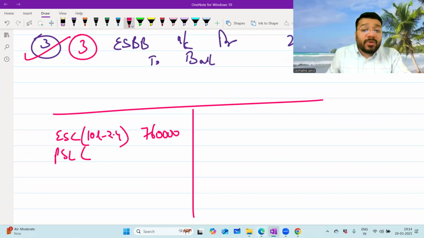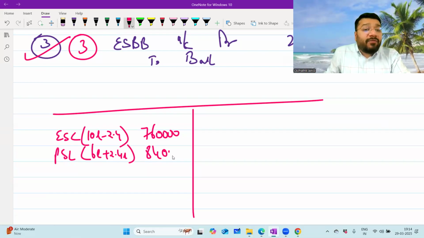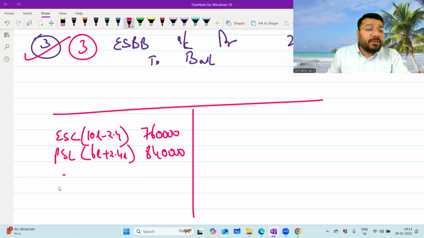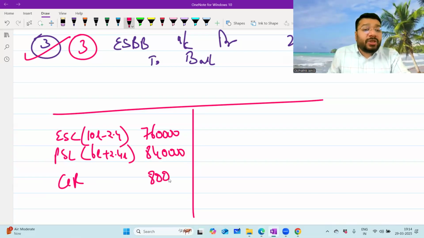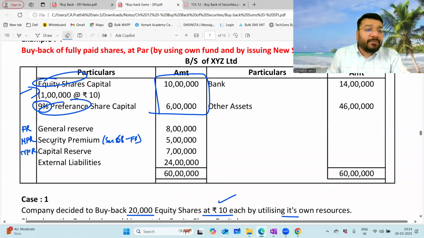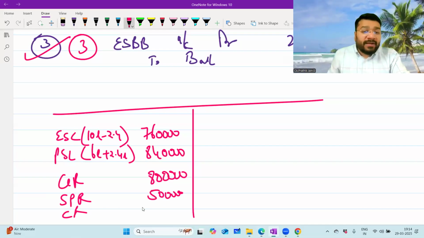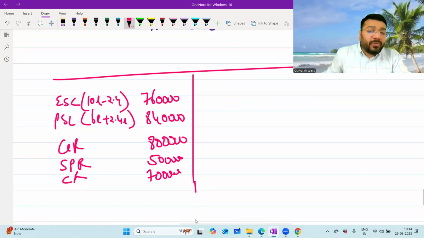Preference share capital, how much was there earlier? 6 lakh was there earlier. Now you have issued 2.4 more. How much is it? 8,40,000. Okay. Then your GR is how much? Same, sir. 8 lakh. We did not touch here. We did not utilize GR here. Security premium reserve? Same 5 lakh. Capital reserve? Same 7 lakhs. External liability? Same 24 lakhs.